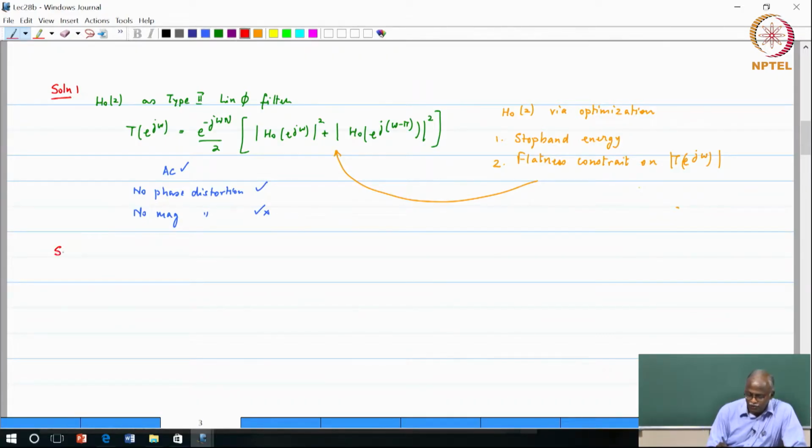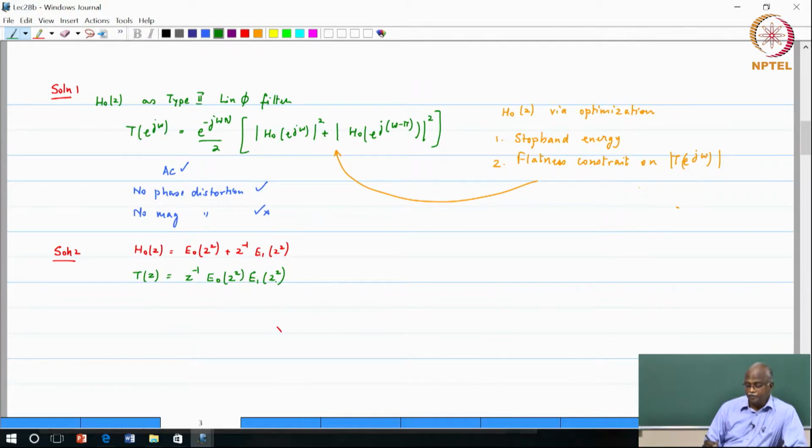Then comes solution 2. Solution 2, we said we will split H naught of Z into its polyphase components, E naught squared plus Z inverse E1 squared. We also showed that this, if you carry it through, will give you T of Z to be equal to Z inverse E naught of Z squared E1 of Z squared. We said now can you find filters where you can have E naught and E1 as delays, not good filters, but if you can choose them to be all pass functions.